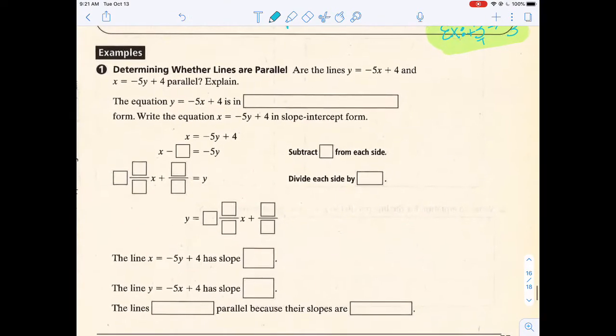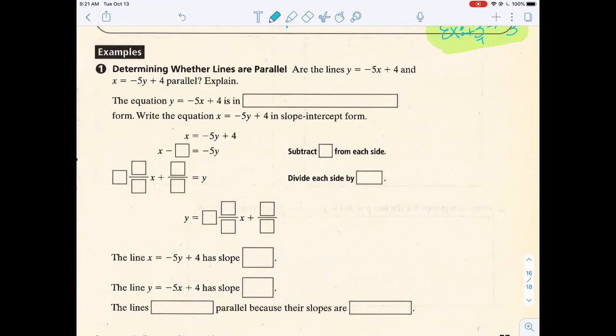Okay, let's jump in with some examples. Determining whether lines are parallel. So, are these lines parallel? y equals -5x plus 4 and x equals -5y plus 4. Okay, this first equation, y equals -5x plus 4, is in slope-intercept form.